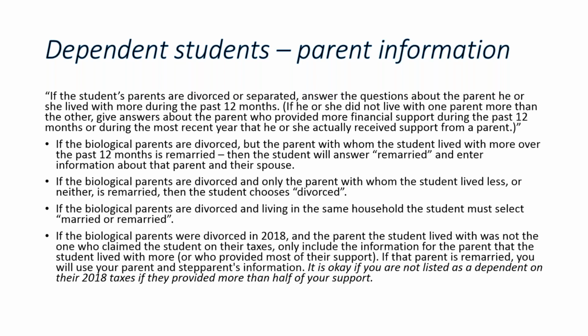This last line on here, you will use your parent and stepparent's information. It's okay if the student is not listed as a dependent on their 2018 taxes, as long as they provided more than half of their support. So whatever was claimed on the taxes isn't a key factor in this. It's really going to be who is in the household themselves. Is it mom and dad, or one parent who's remarried with a spouse?